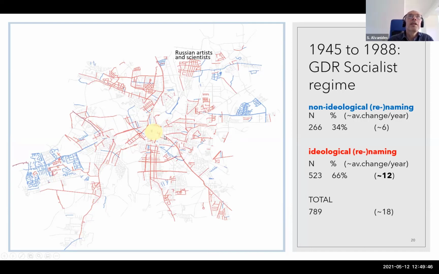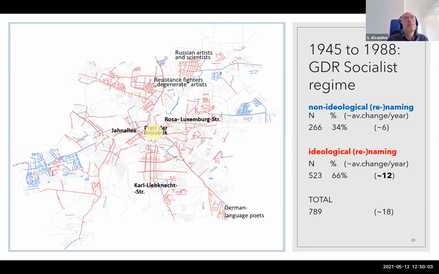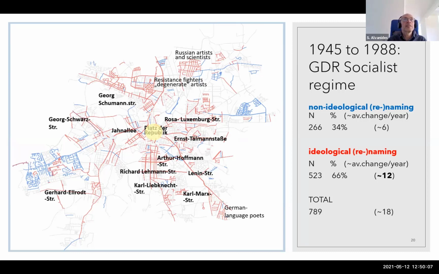And what we have here now is changes of street names into Russian artists and scientists, resistance fighters, German language poets again, Rosa Luxemburg Strasse, of course, the big names in socialist revolution, Karl Liebknecht Strasse, Lenin, Karl Marx. We see all the usual names here from the socialist history.